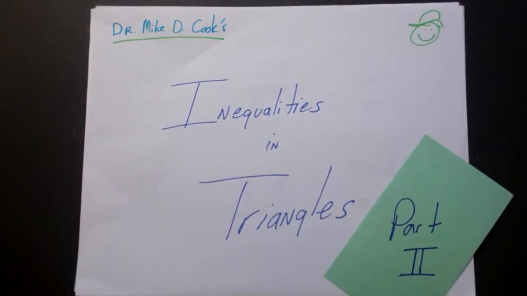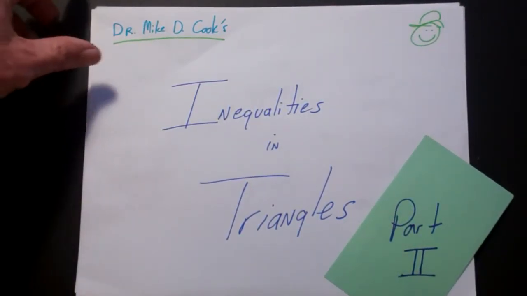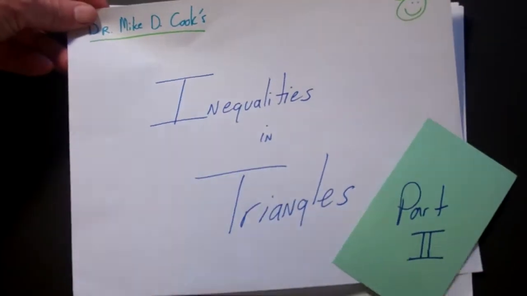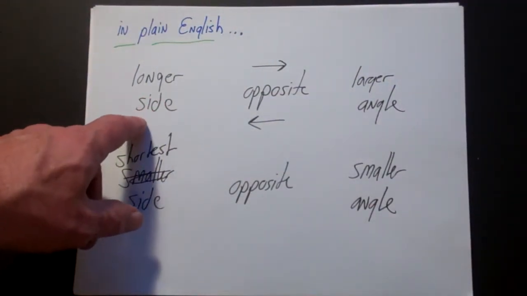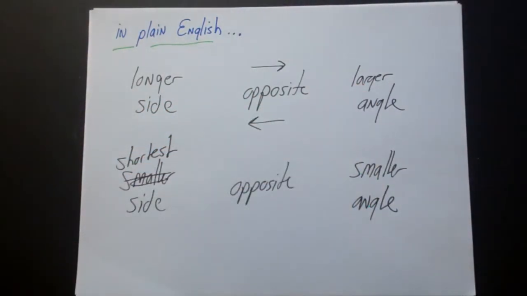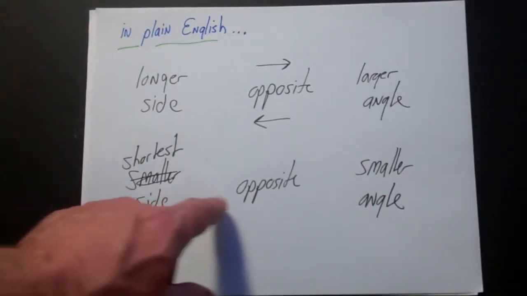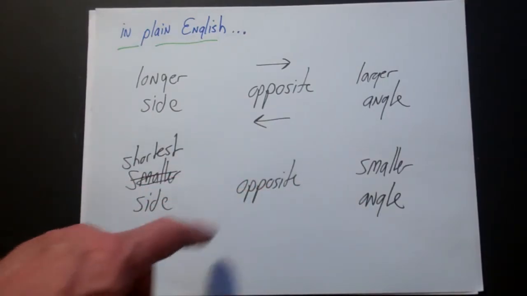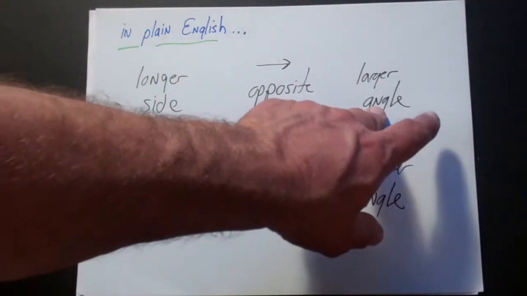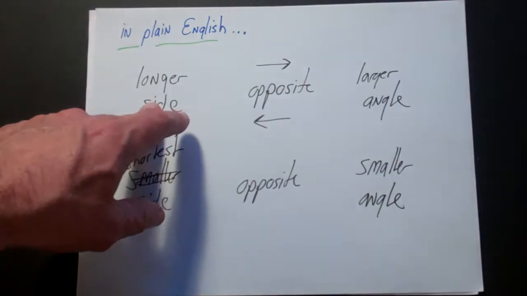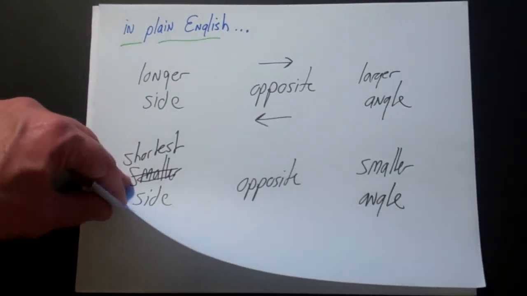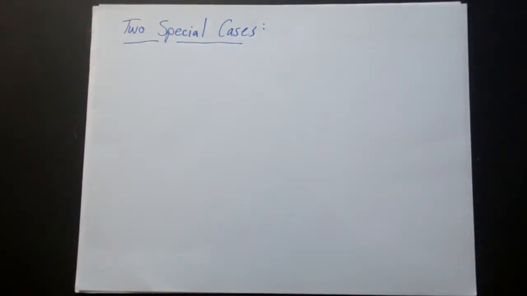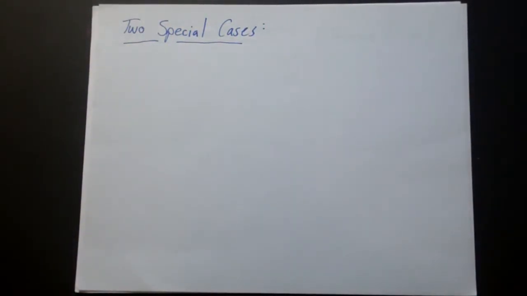This is the second video on inequalities in triangles. In the previous video, we learned two theorems, which in plain English simply say this: the longer side will always be opposite the larger angle, and the shorter side will always be opposite the smaller angle, and vice versa. If you know an angle is larger, then you know that the side opposite is longer. There are two special cases in these problems, and that is when angles are equal.